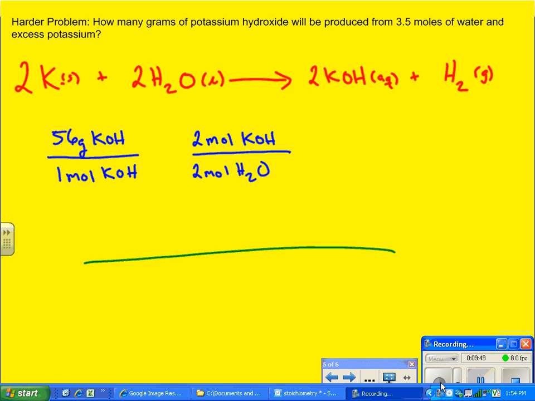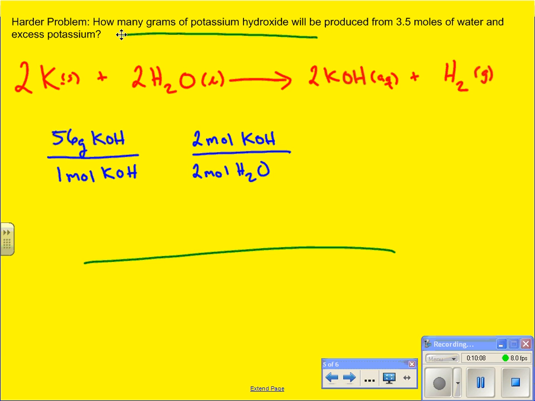Okay, slightly harder problem because it requires one more step in the dimensional analysis. How many grams of potassium hydroxide will be produced from 3.5 moles of water and excess potassium? So in this case, we've got plenty of potassium, but we only have 3.5 moles of water to work with. So again, we want our answer to be in grams of potassium hydroxide.